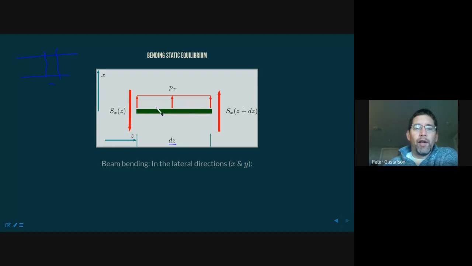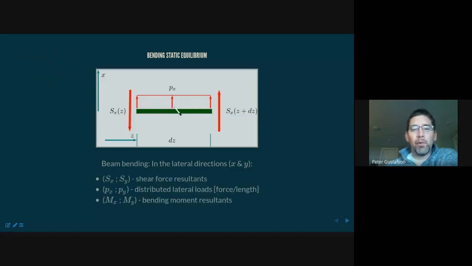So in general, we could say there is a distributed load. Much like we had a distributed axial load, we could have a distributed transverse load. And on the faces, the cross sections of this beam, we can have shear loads, shear load resultants. So what we're doing here is taking the sum of the forces in the x direction, which is composed of the distributed load plus the shear loads in the x direction. Like we previously had, we have Sx at z plus dz, positive on a positive face, Sx at z, negative on a negative face, and last but not least, Px, which is going to be positive by our definition.